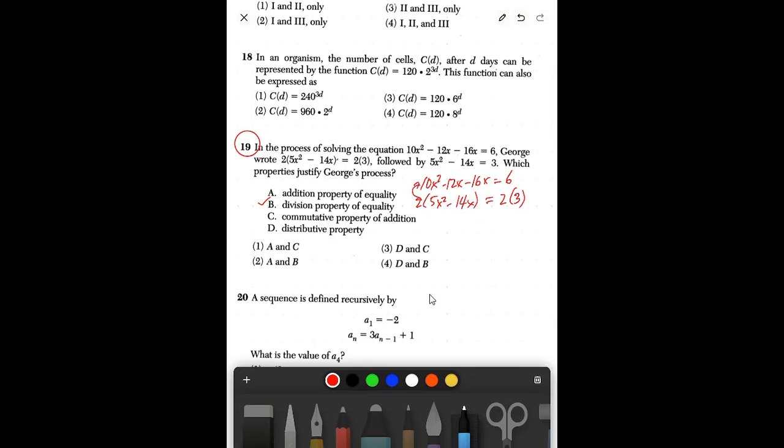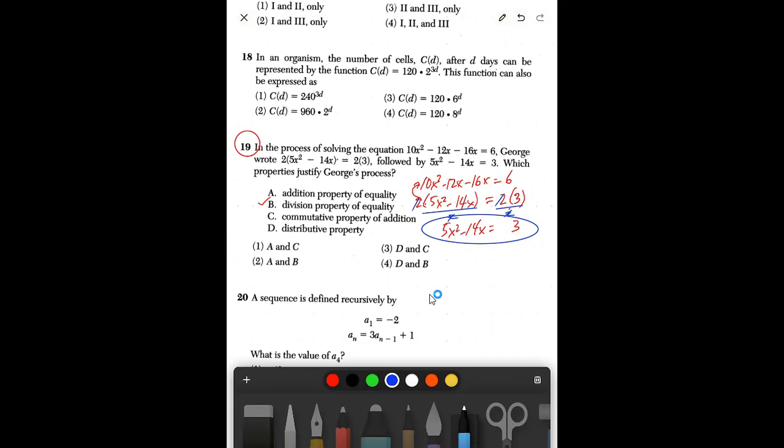And then to go to the next step, he just divides both sides by 2. So he divides this side by 2, he divides this by 2, the 2's cancel, and we're left with this. So basically that's the division property of equality. So he's dividing on both sides.